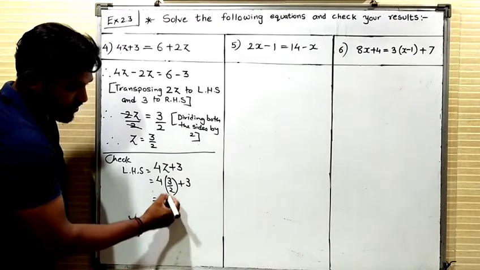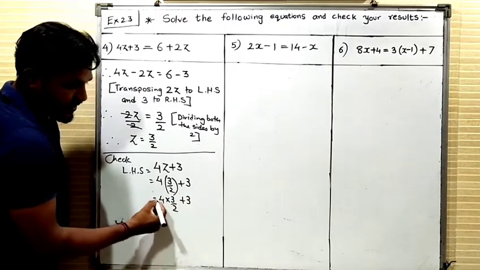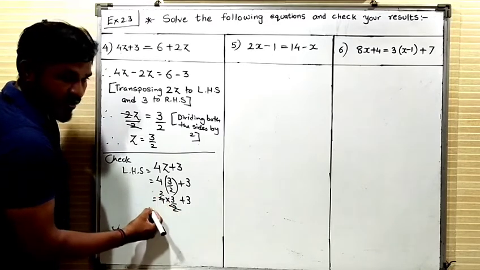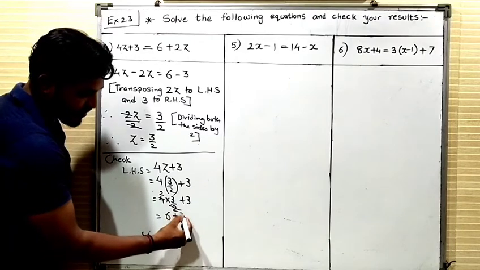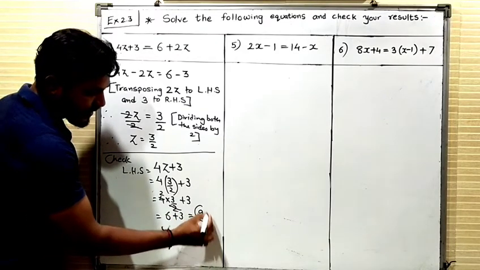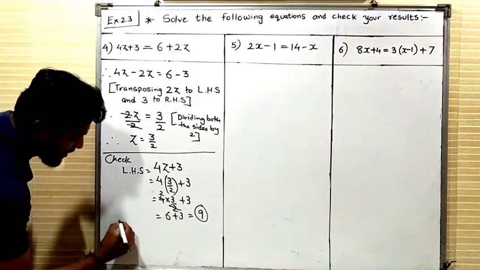See dear student, open the bracket, so it will come in multiplication. Do cancellation, 2 2s are cancelled. Now 2 3s are 6 plus 3, you will get 9 toward your left hand side. Now check right hand side.